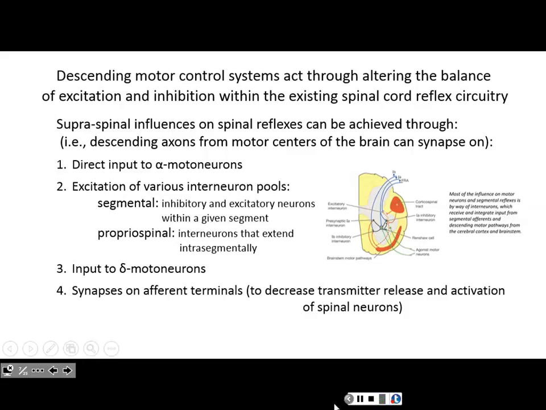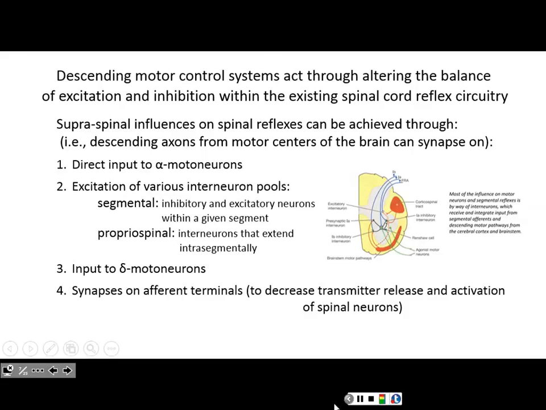Okay, and they can act on that reflex circuitry in a couple of ways. One of the things they can do is give direct inputs to the alpha motor neurons. It's not really common. If it happens, the corticospinal tract does that to some muscles.